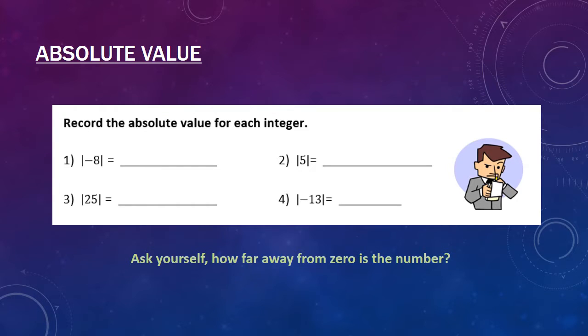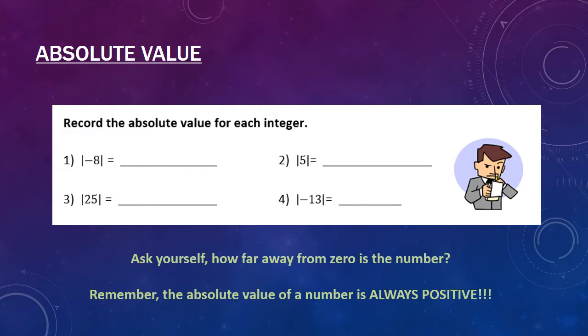For number 1, ask yourself, how far away from 0 is negative 8? So if I think about it, the distance of negative 8 from 0 is simply 8 units, or 8 steps, 8 bunny hops, however you want to think about it. And that is always going to be a positive number. So we're going to simply write 8. The absolute value of negative 8, or its distance from 0, is a positive 8. We took 8 steps to get there.